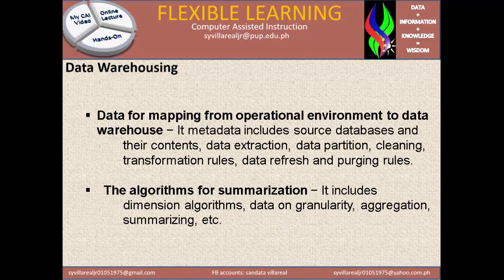There's what they call purging rules. Okay, so you are going to identify the sources of the data. It is also included here in a mapping. Right now we have already 6. So we have the ETL, the partition, the refresh, and the purging. Now, the algorithm for summarization includes dimension algorithm, data on granularity, aggregation, summarizing, etc. Now, algorithm is very difficult, just in case you're going to put it into a data warehouse. That's why it identifies right here that the algorithm has its dimension. So if we dig in on that word, it means to say that there is a limitation on the part of algorithm because of its dimension.